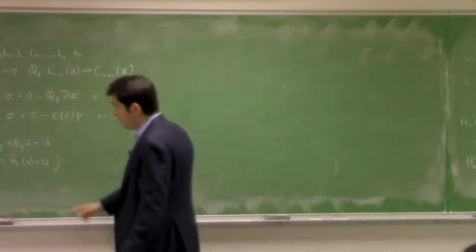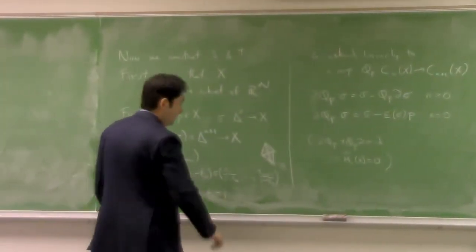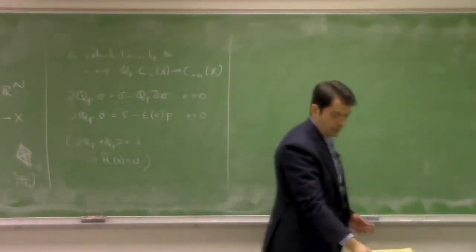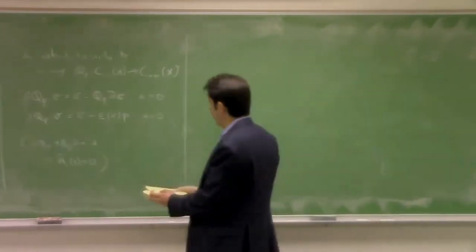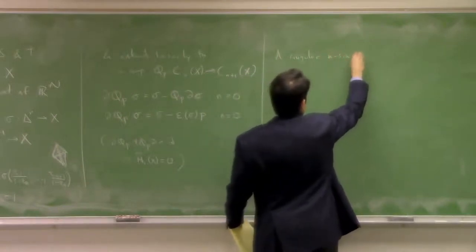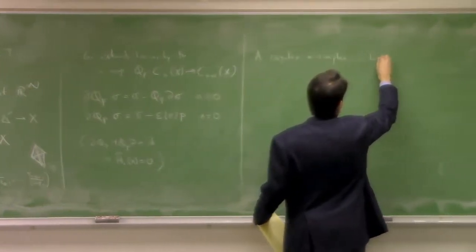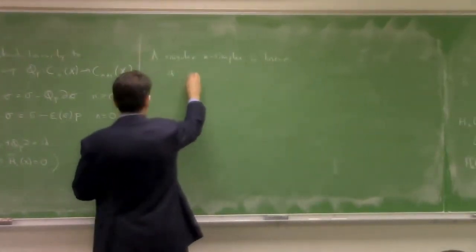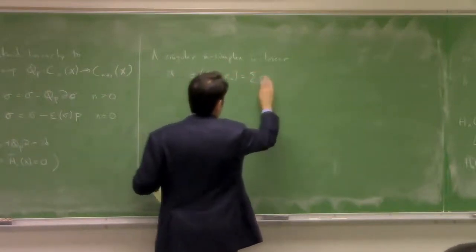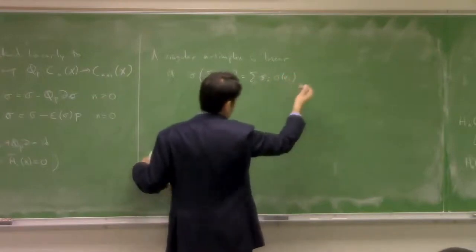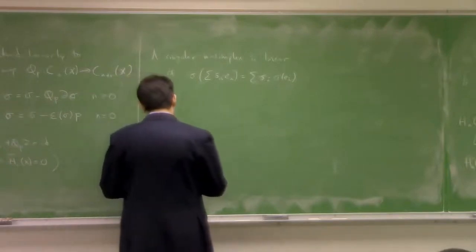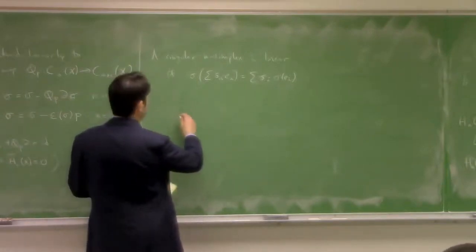Okay, well, because we're in R^n and we can talk about linear combinations, we're going to restrict to simplices that are linear. So we'll say that a singular n-simplex σ is linear if σ of the sum of s_i e_i is equal to the sum of s_i σ(e_i), where e_i are the basis vectors of R^n. Right, so just to emphasize that we mean linear in the usual way.